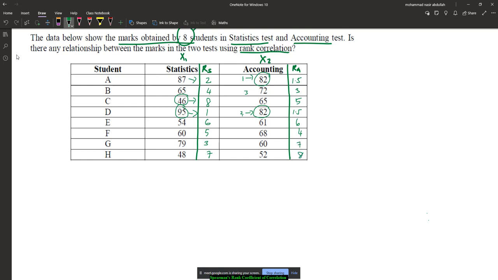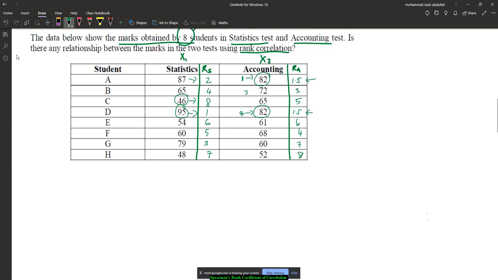Do you understand the concept of ranking when you have two of the same number? So we put 1 here and 2 here, right? So 1 plus 2 divided by 2 is 1.5. So 82 will have a ranking number of 1.5. The next number, this is 1, this is 2, so 72 starts from 3. So 72 is rank number 3.